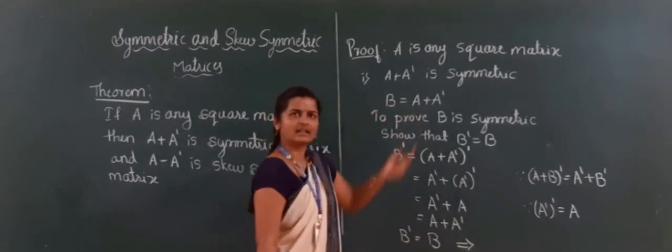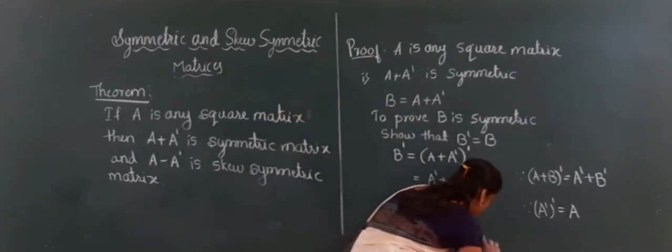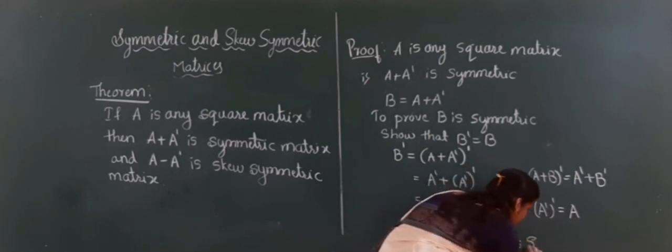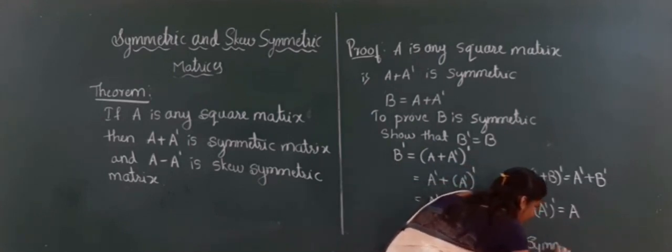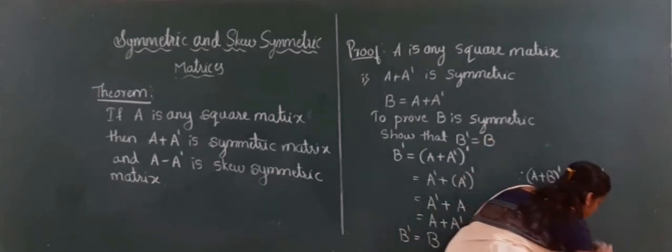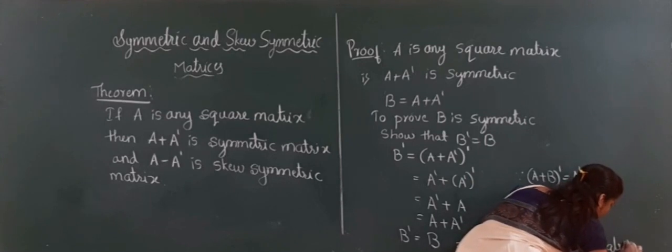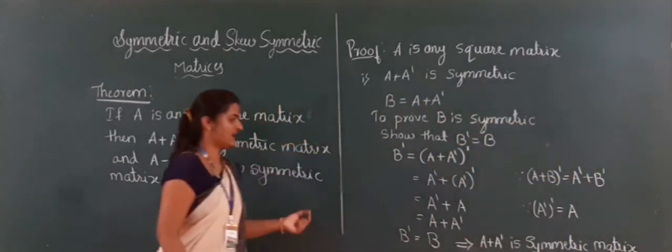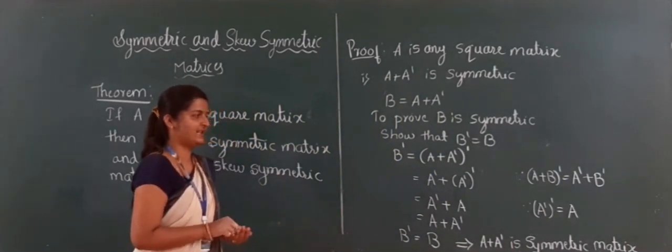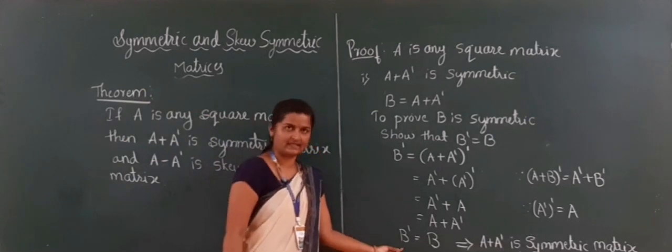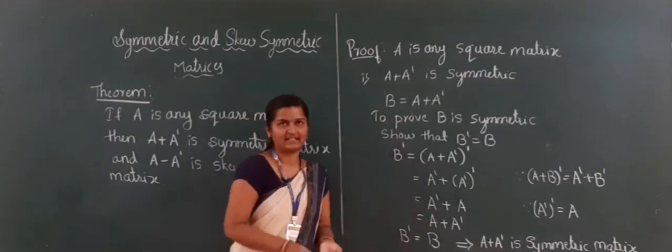So, B means what? A plus A dash. So, we can say that A plus A dash is a symmetric matrix. B dash is equal to B. So, A plus A dash is a symmetric matrix because B is symmetric, and B is A plus A dash.